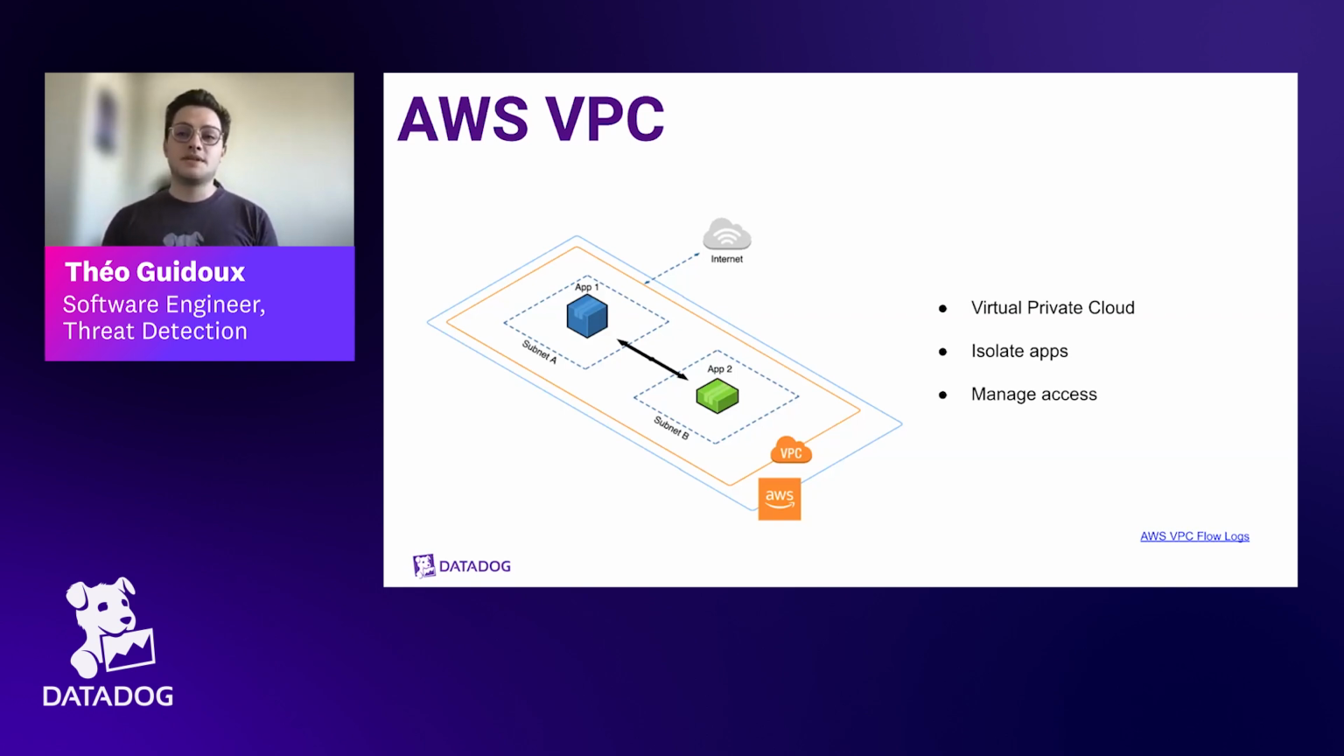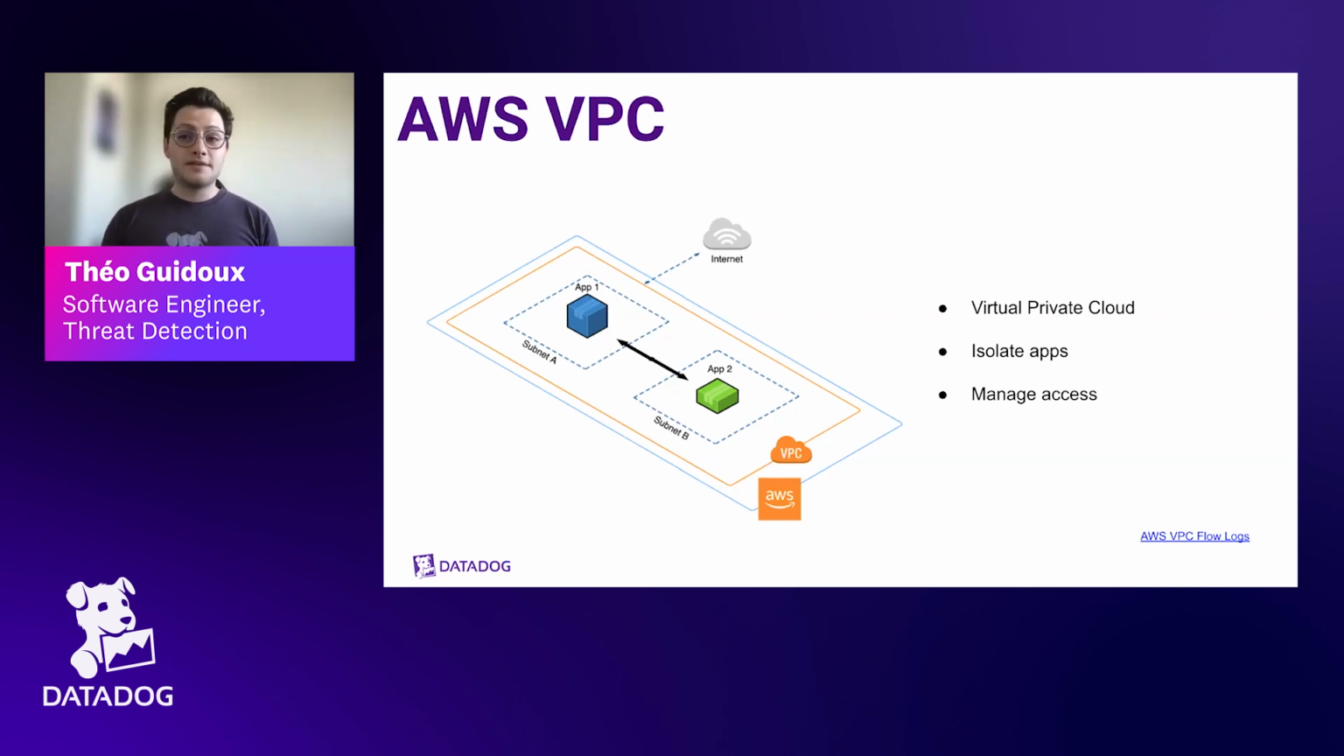We have apps that are in a subnet and subnets that are inside the VPC. VPC and subnets allow us to isolate apps like a firewall. Isolation is great for security in general. And of course, a VPC can have access to the internet through a VPC gateway.